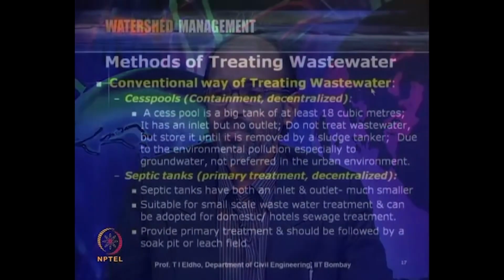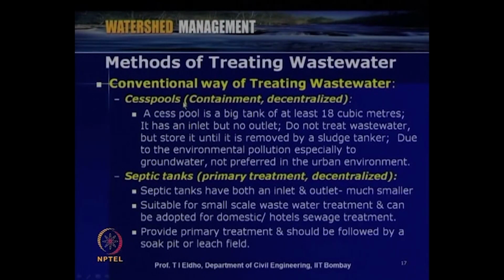Wastewater treatment can be classified into conventional ways of treating wastewater and modern techniques. Some of the treatment techniques are briefly mentioned here. The first one is cesspools. This is mainly for containment and is generally a decentralized way of treatment. A cesspool is a big tank of at least 18 cubic meters. It has an inlet but no outlet. We do not treat wastewater here, but store it until it is removed by a sludge tanker and taken for further treatment at some other location. So, it is a temporary storage. Due to environmental pollution, especially of groundwater, it is not preferred in urban environments. We should keep the wastewater in a very good container, otherwise if it leaks into the soil, the groundwater will be affected.